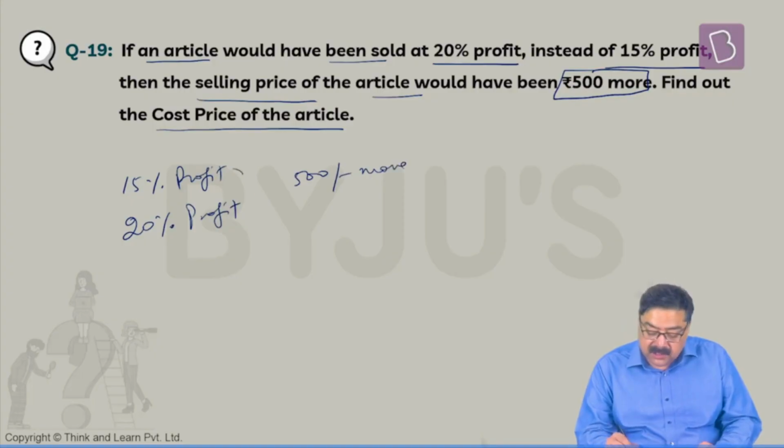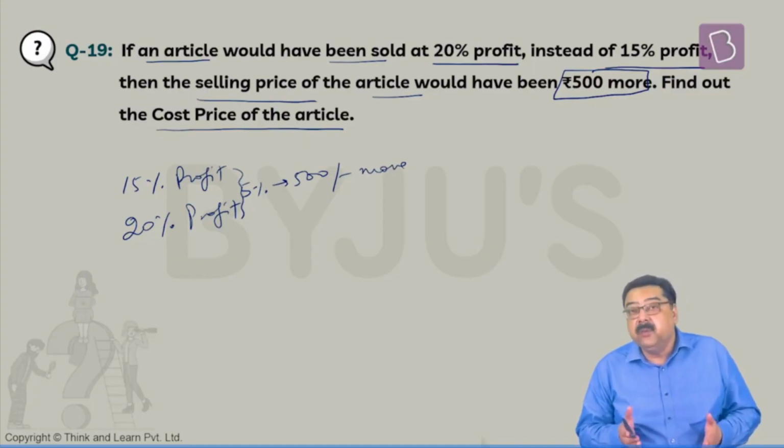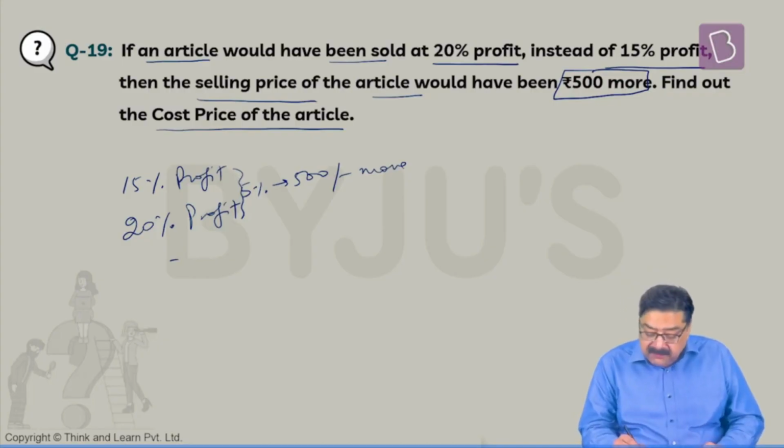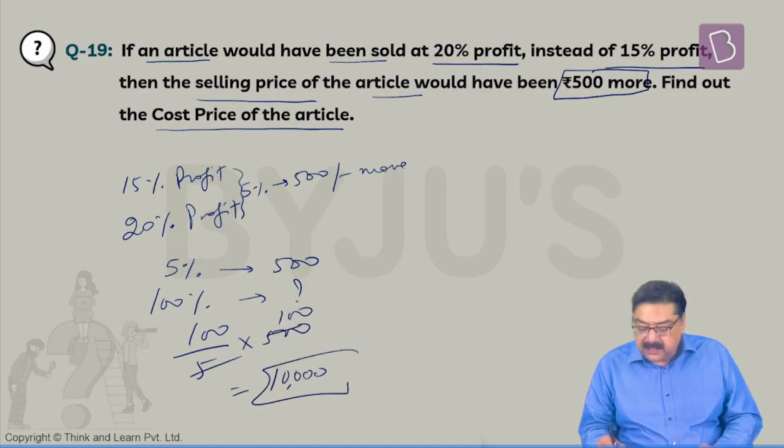Now how much is the difference here? It is 5%. Now this 5% difference of the profit must be equal to rupees 500. And profit percent or loss percent are always made on cost price. So if 5% is equivalent to rupees 500, then 100% shall be equal to how much? 100 by 5 into 500, which shall give us 10,000 as the answer. So that is the cost price of the article.